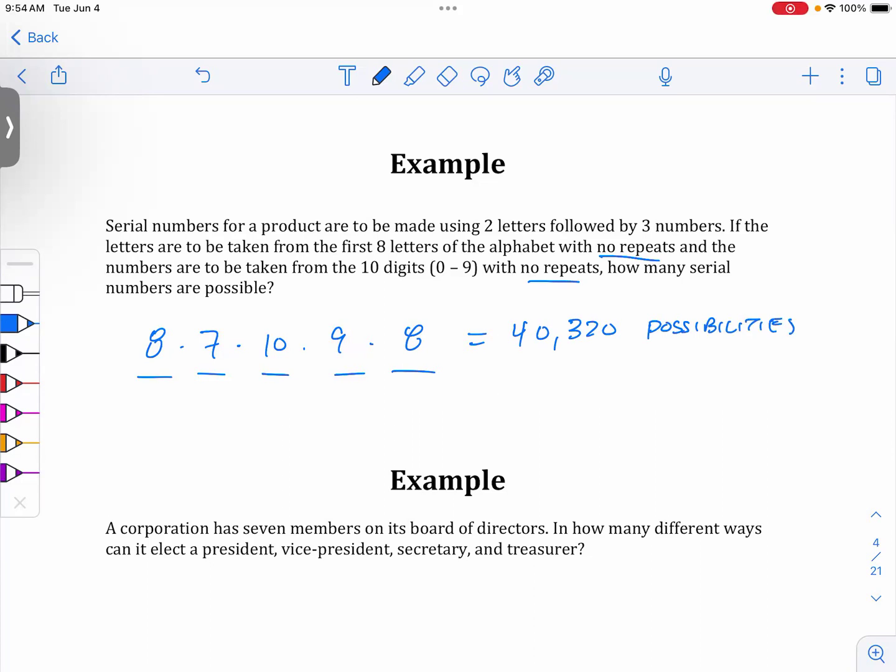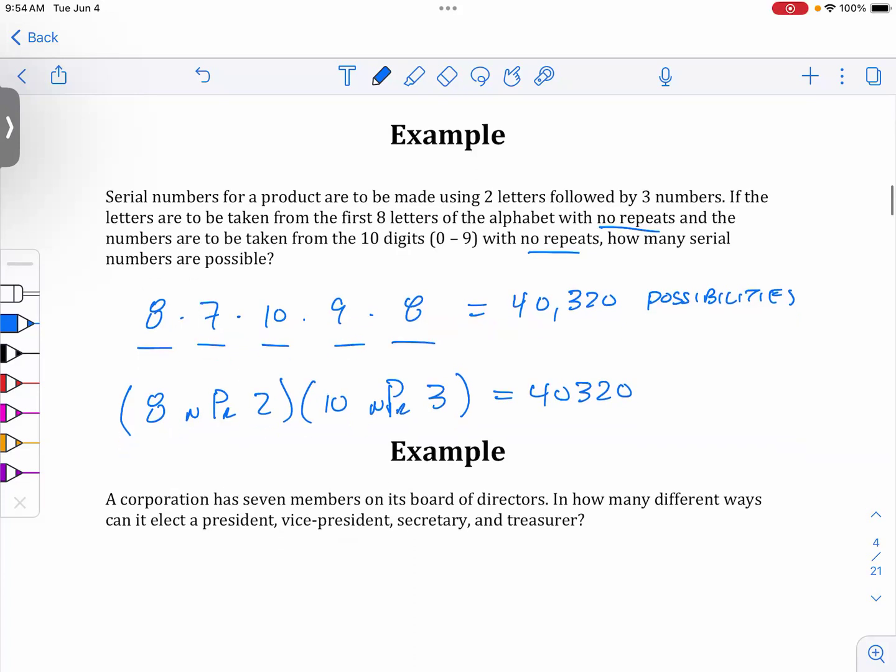Now, as a note, you can write this out with permutations as well. In the calculator, that would be 8 nPr 2 times 10 nPr 3. And that would get you the same value. And you should verify that for yourself if you have a calculator that can do this.